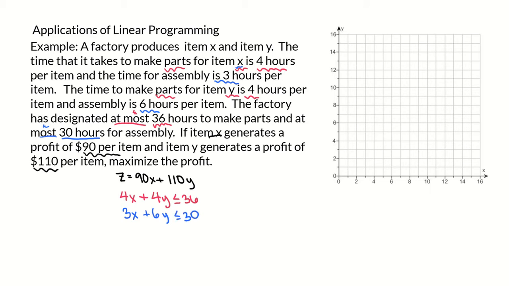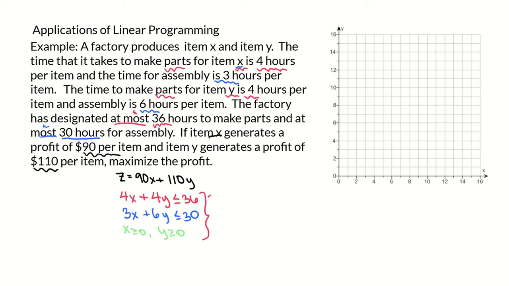And then we have two other equations that just force both of these quantities to be positive because we can't make a negative number of item X or a negative number of item Y. So our other two equations are X is greater than or equal to 0 and Y is greater than or equal to 0. So now we start graphing our system of inequalities in order to solve this linear programming problem.